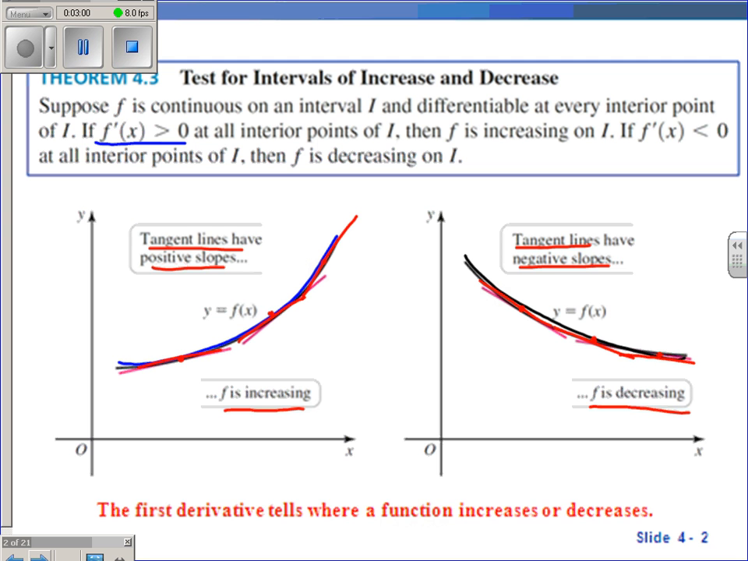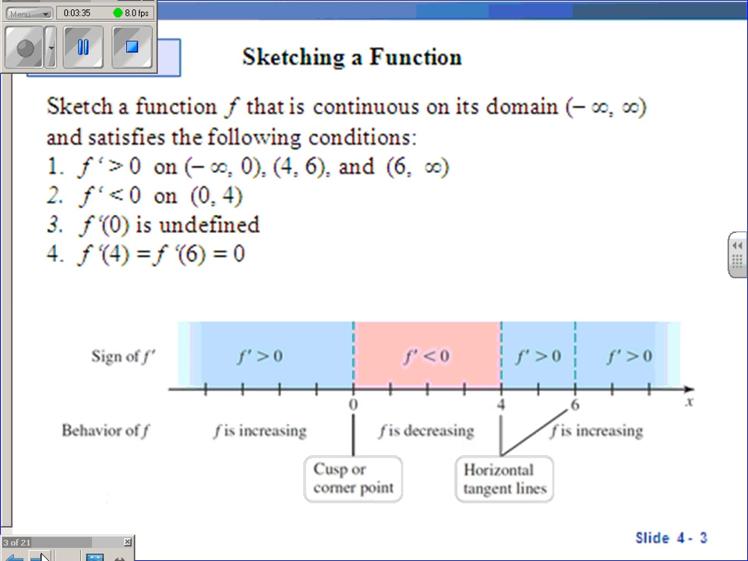So what we're going to do is look at the derivative and find where the derivative is positive. If the derivative is positive, we know that the function is going to be increasing because the derivative is the slopes of the tangent lines. Or if the derivative is negative, we're going to know that the function is decreasing. Okay, so the sign, S-I-G-N, of the derivative will tell us whether a function is increasing or decreasing. This is the first derivative.